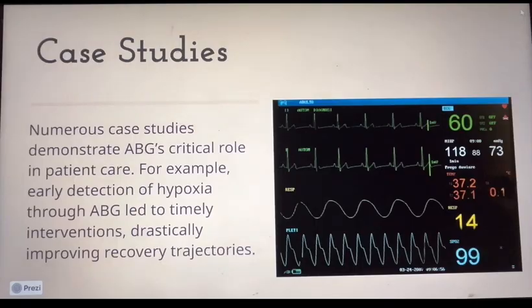Case studies. Numerous case studies demonstrate ABG's critical role in patient care. For example, early detection of hypoxia through ABG led to timely interventions, drastically improving recovery trajectories.